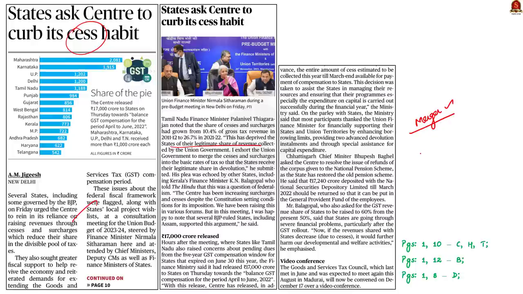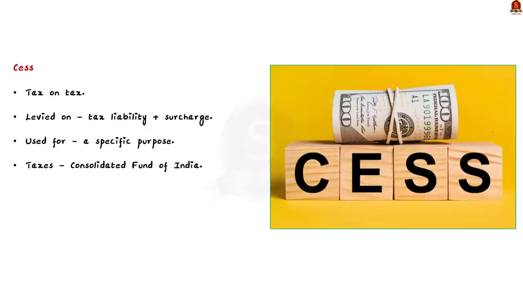Now, in this backdrop, let us learn about Cess and Surcharge. Cess and Surcharge are the taxes levied by the Union Government in order to raise funds for government operations. Although both Cess and Surcharge add money to the government's revenue, they are different in many aspects. We will see them in detail. Now, first let's see about Cess. In simple terms, a Cess is a tax on tax. See, Cess is not levied on the total income of the person. Know that Cess is levied on the amount of tax payable and it is also levied on the surcharge.